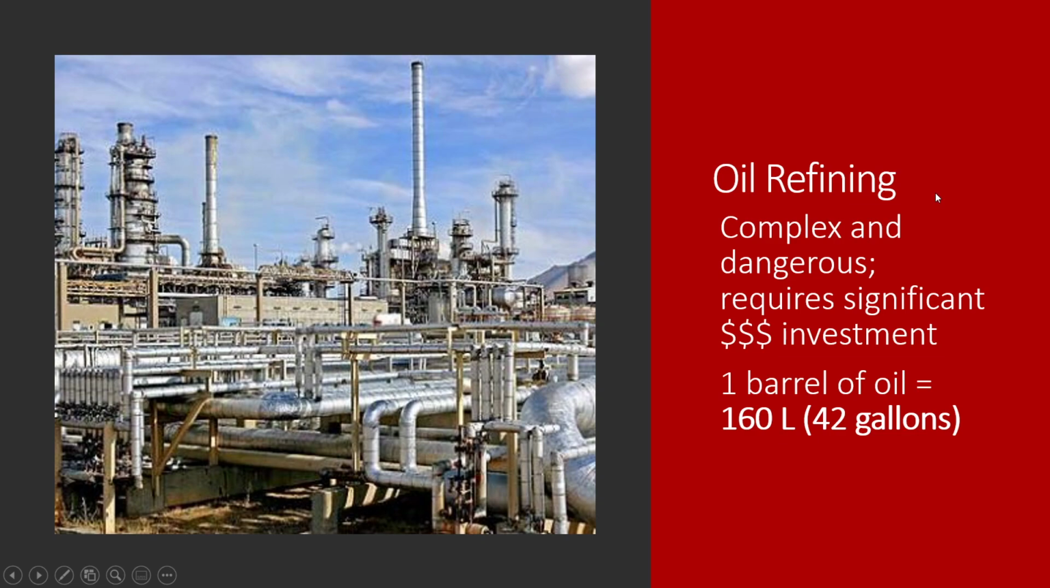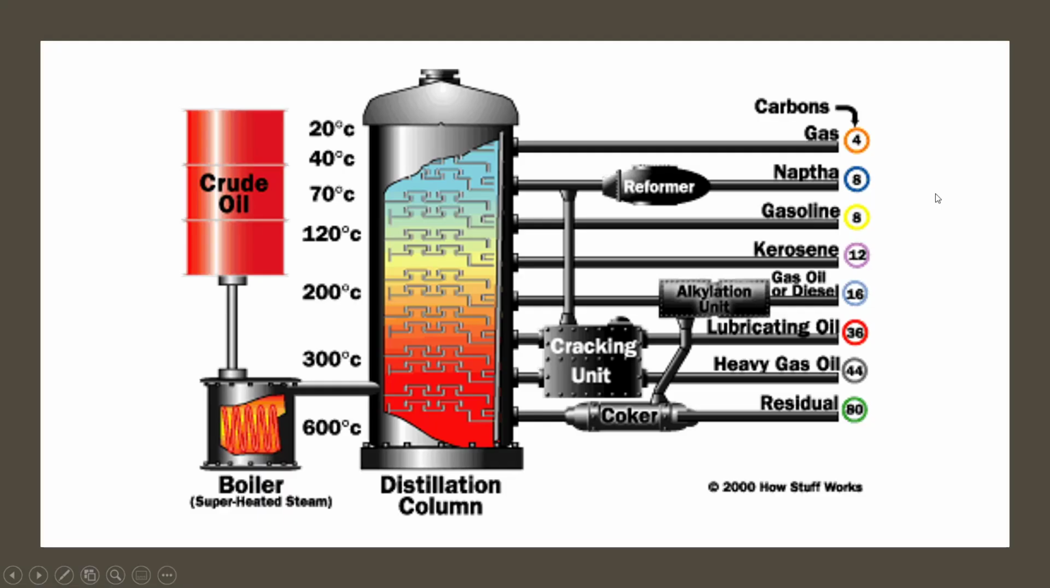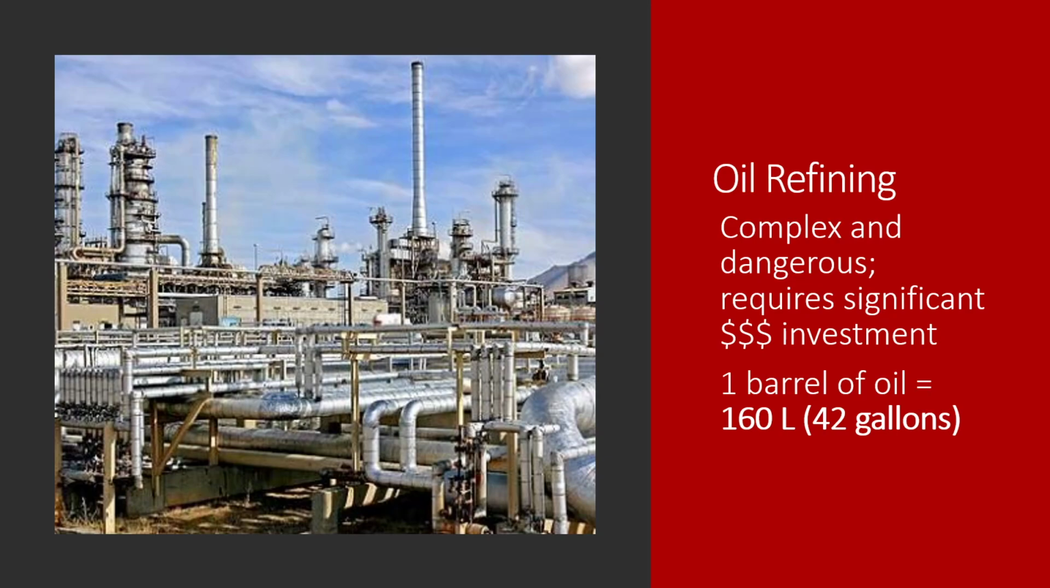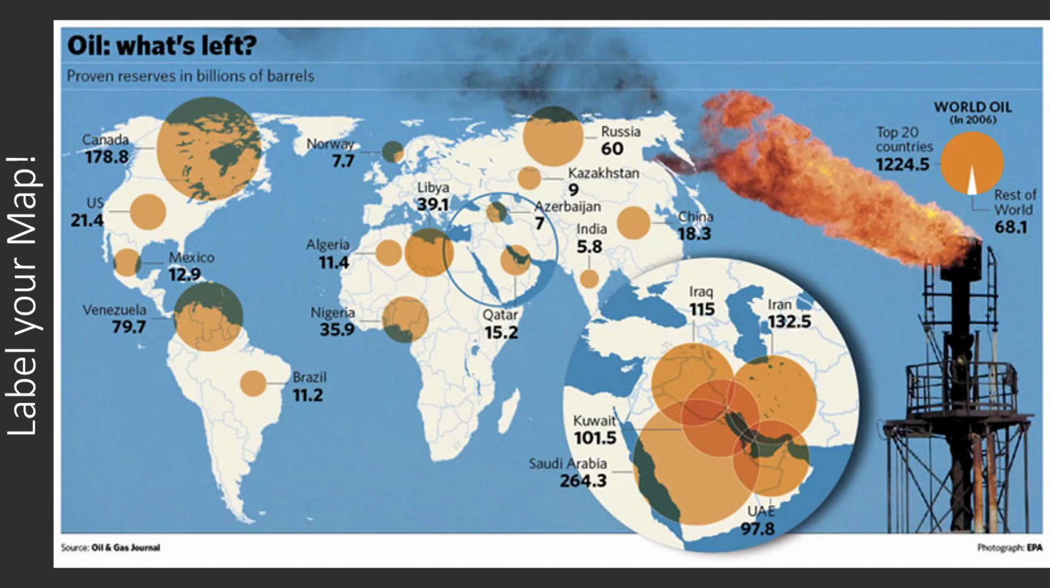Oil refining, of course, is very complex. I mean, this is a very broken down and easy version of oil refining. This is what a real oil refinery looks like. It's complex, it's dangerous because of the high temperatures involved, and it requires a huge amount of investment. There's a lot of money. A barrel of oil will give you about 42 gallons total of oil. That's what a barrel is equal to.